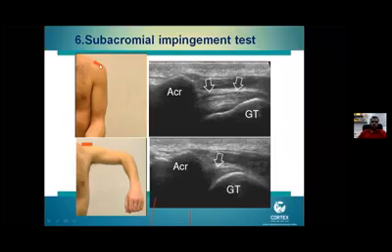So you keep the probe here, see the acromion and see the supraspinatus, and after that ask the patient to actively abduct with internal rotation of the forearm. At this point you measure the distance between the greater tubercle and the acromion. So you can see if there is an impingement of the subacromial subdeltoid bursa or the supraspinatus tendon here under the acromion. So that can be easily assessed by ultrasound.